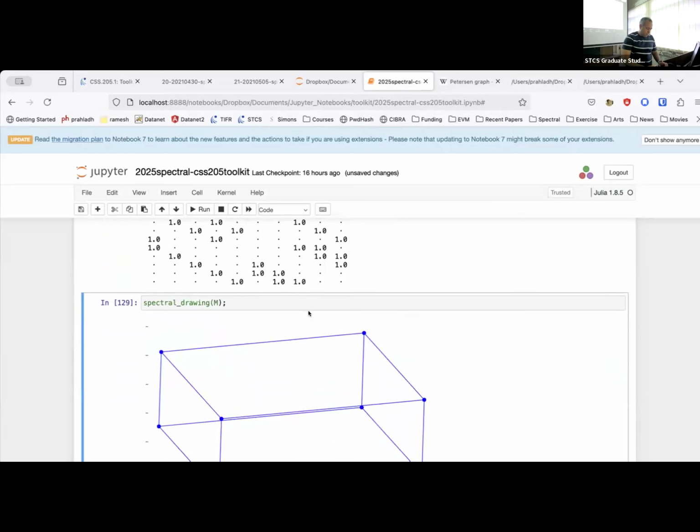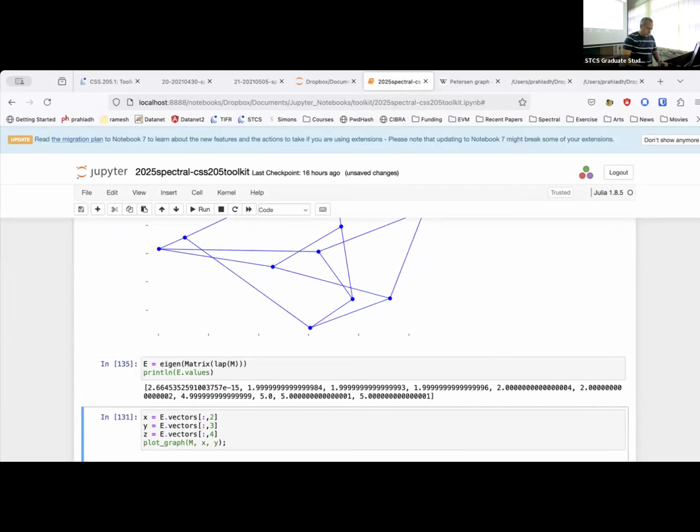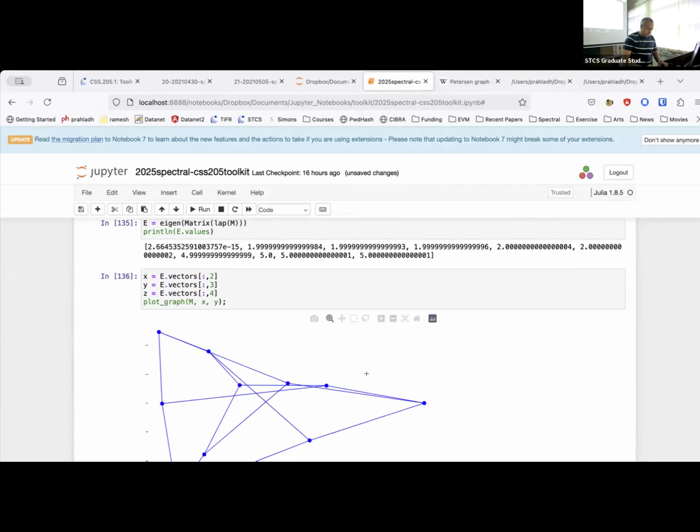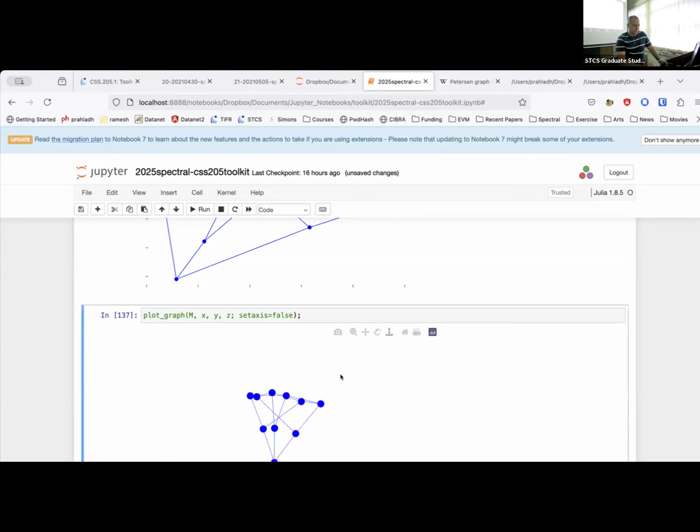Let's do the spectral drawing. It looks weird in 2 dimensions. But let's look at it in 3 dimensions. That's actually good. That's the Petersen graph. It's not the usual picture which we see. But this is a much more symmetric picture than the usual picture for the Petersen graph. Okay. So I'll put this code up and you can play with it.